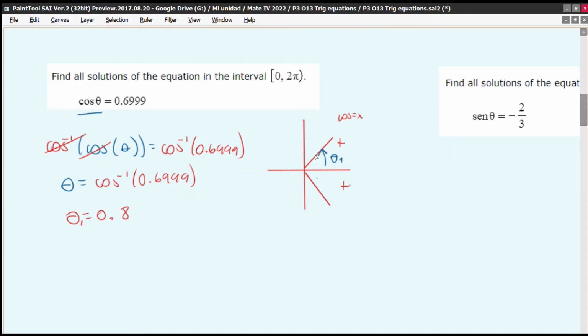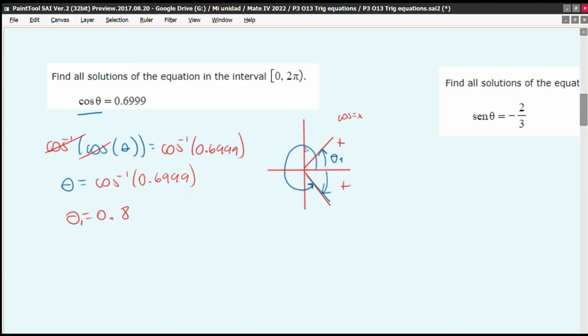Now, how do I find this other angle? Well, that other angle, we cannot just say it is minus 0.8, because I'm asking you to find solutions between 0 and 2 pi. Why? Because minus 0.8 is not in this interval. So watch out, because obviously that would be a smart way to do it, but we have to verify where the interval of solution is specified, okay? So I have to find a positive solution.